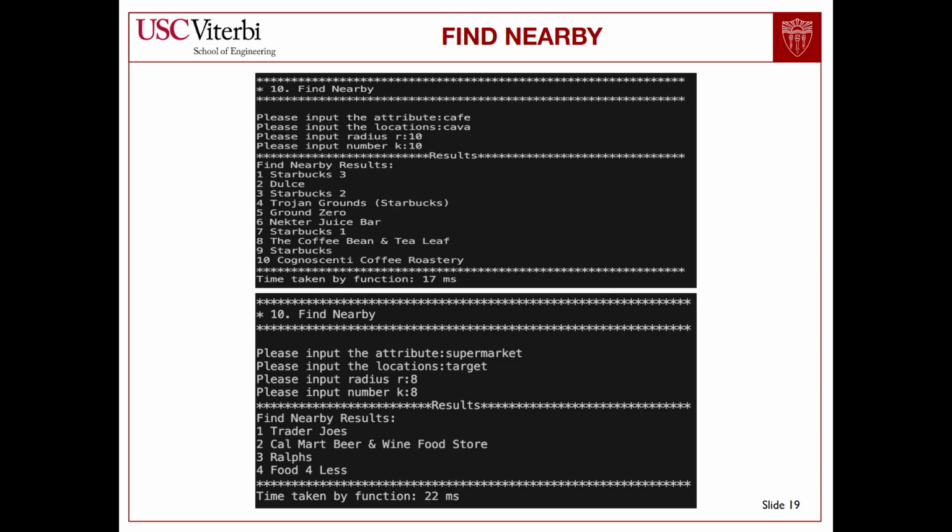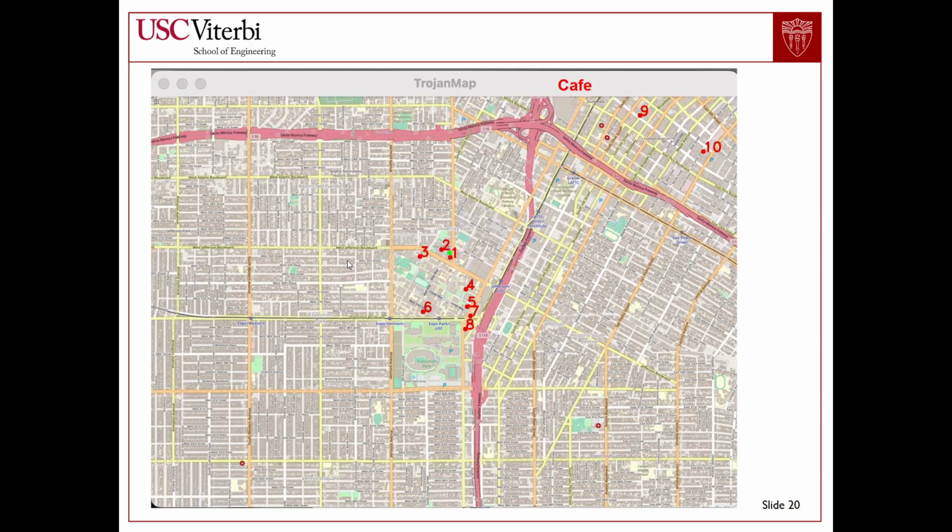So this function is find nearby. Here we input an attribute like cafe and supermarket, as given in the examples, and a source location. From the source location, we also give a radius r and a number k. The radius r is the range it can go from the source location, and k is the maximum number of locations that the function should return. Here you can see that for cafe and Kava, we have been given 10 nearby results. This plots all the locations around Kava which are cafes.